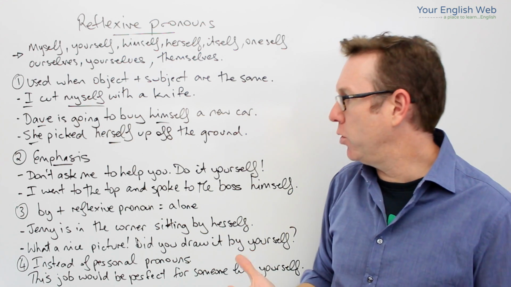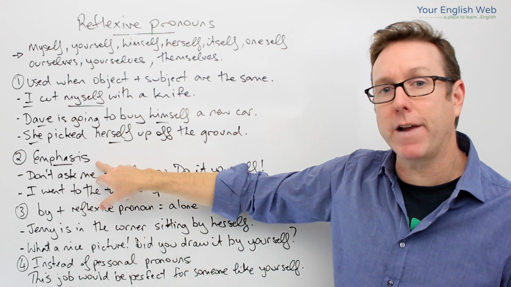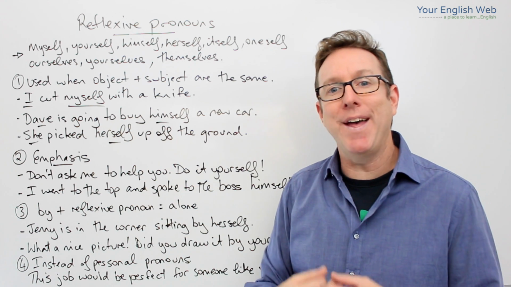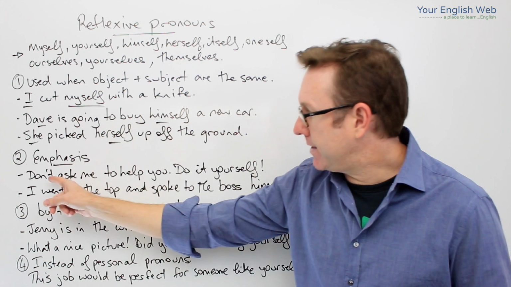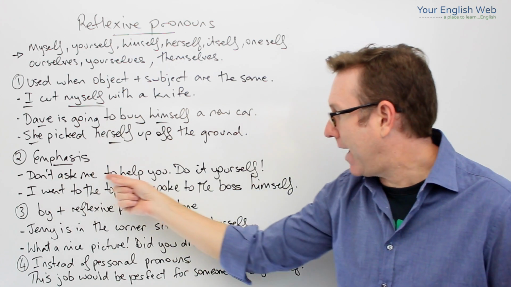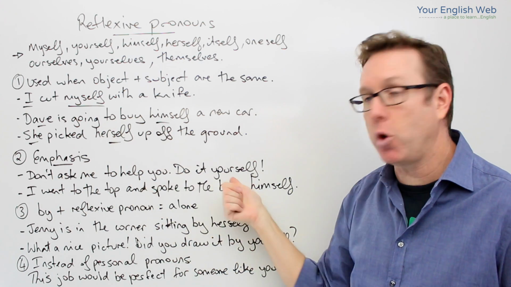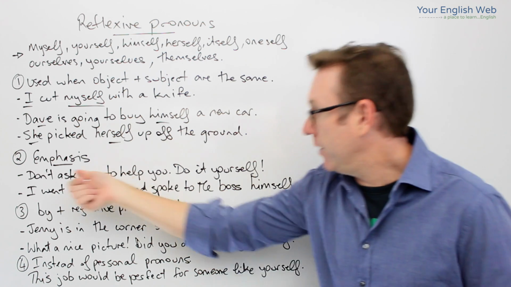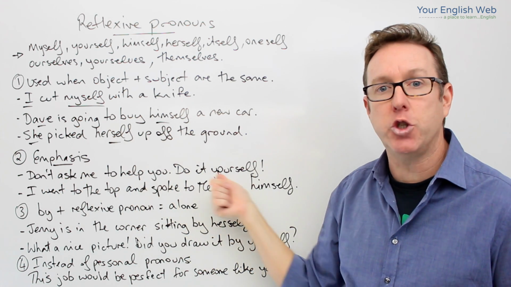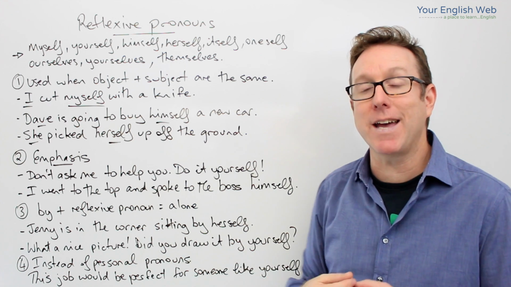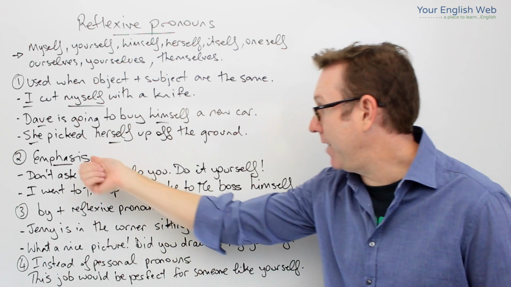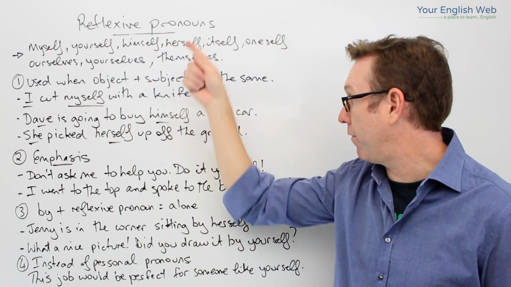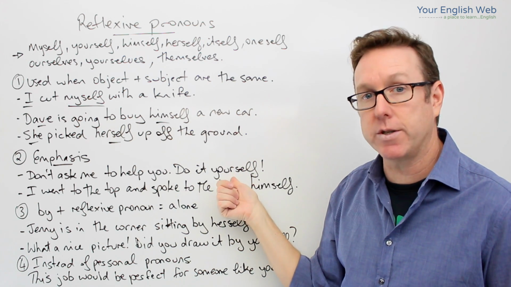Now there are some other uses. For example, we can use reflexive pronouns when we want to emphasize, or for emphatic use. Now look at these examples. Don't ask me to help you, do it yourself. Okay? You could say, why don't you do it, or you do it, but here the emphasis is we're using the reflexive pronoun, do it yourself.